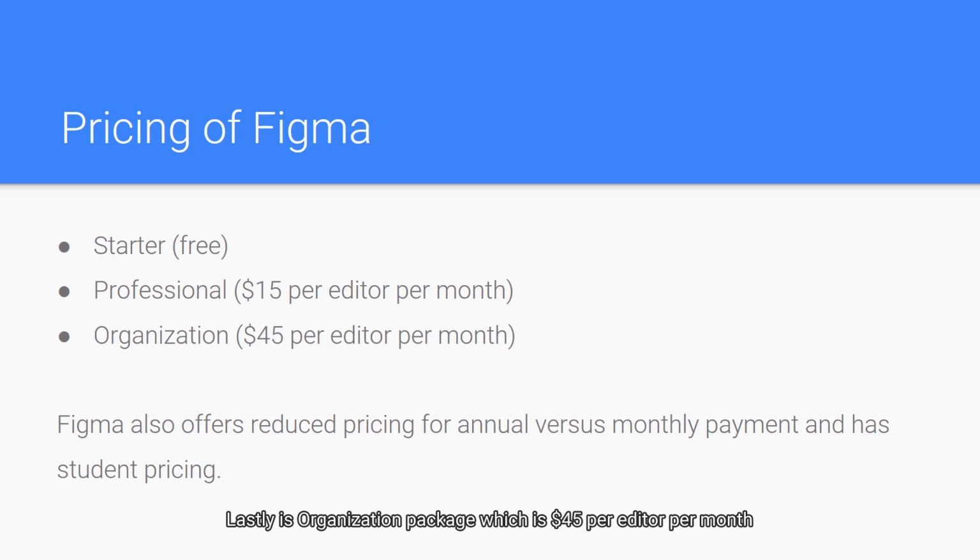Lastly is the Organization package, which is $45 per editor per month. It includes everything in Professional plus organization-wide design system, centralized themes, private plugins, plugin administration, shared fonts, single sign-on, and advanced security. Figma also offers reduced pricing for annual versus monthly payment and has student pricing.